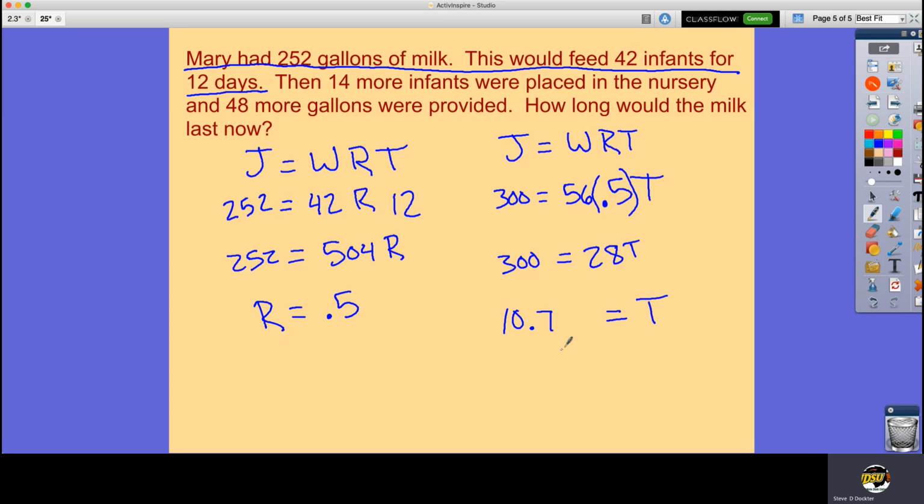Time would be days, yeah. Okay, now it's super easy to get your label kind of messed up there. Pay attention to what you're solving for. All right, just be careful of it. All right, so 10.7 days, okay? A lot going on there, okay?